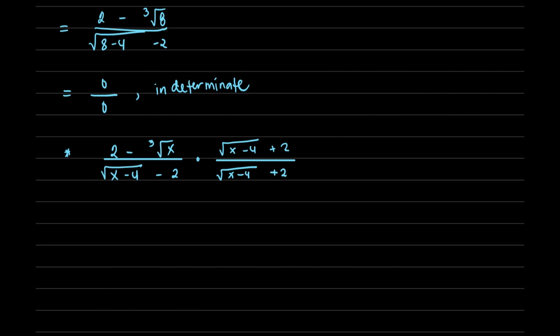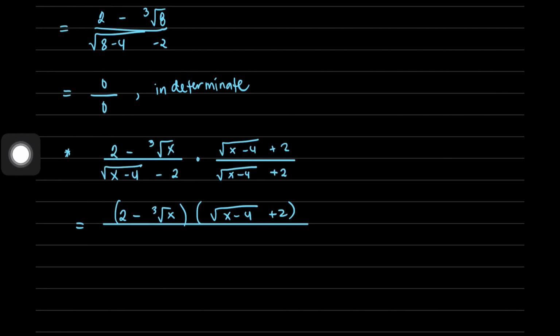So, our resulting expression here would now be equal to 2 minus the cube root of x multiplied by the square root of x minus 4 plus 2 all over, right? So if I'm going to multiply this, we'll be having difference of two squares. So the square root of x minus 4 minus 2 and the square root of x minus 4 plus 2, if we're going to multiply or expand it, we'll be having difference of two squares. So that would now be the square root of x minus 4 quantity squared minus 2 squared, right?